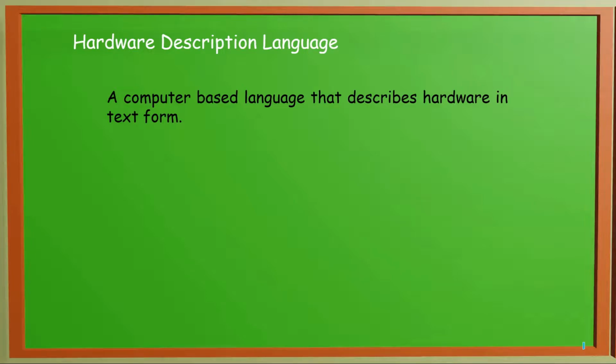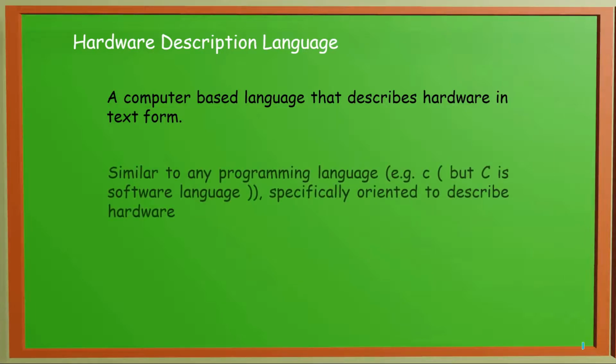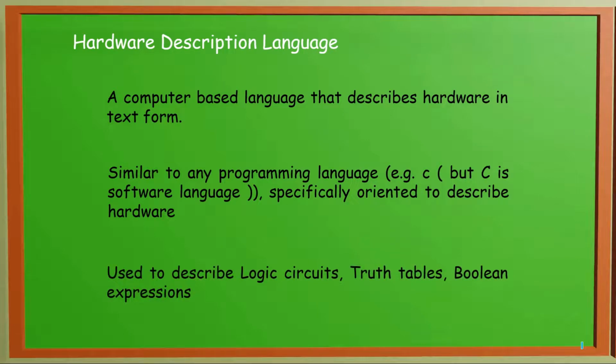So what is hardware description language? It is a computer-based language that describes hardware in text form. It can be compared with other programming languages like C. But the difference we have to remember is that C is a software language and what we are talking about is a hardware language. It is used to describe the logic gates, truth tables and Boolean expressions in general.